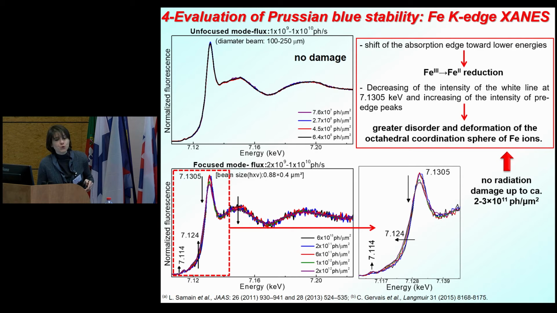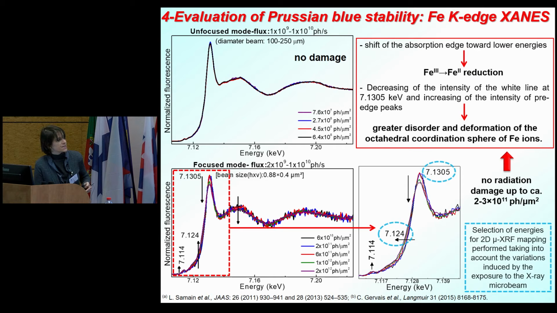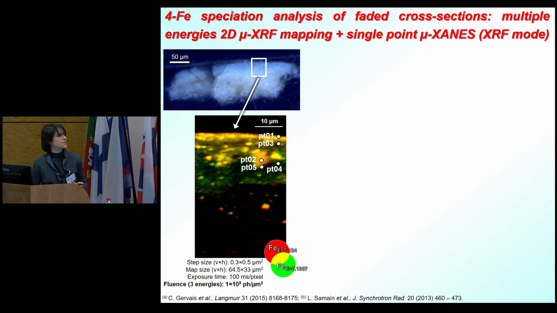So for our experiment, we kept the fluence values lower than the number reported here. These two energies were used for performing 2D micro X-ray fluorescence mapping experiments at multiple energies. We expected to have mainly the excitation of iron 2 plus ions here, while here mainly the excitation of iron 3. Here are the results obtained from our cross section. We can clearly see a good contrast, so it means that we have mainly iron 2 in the discolored area, while here we have mainly iron 3, according to these multiple energy maps.